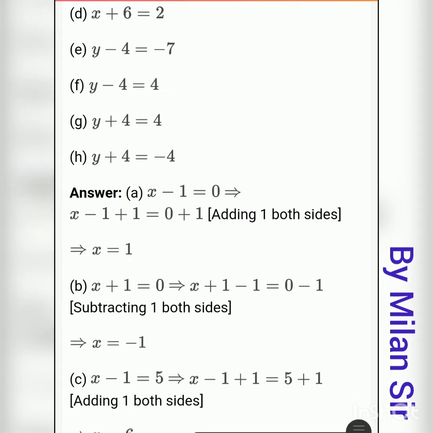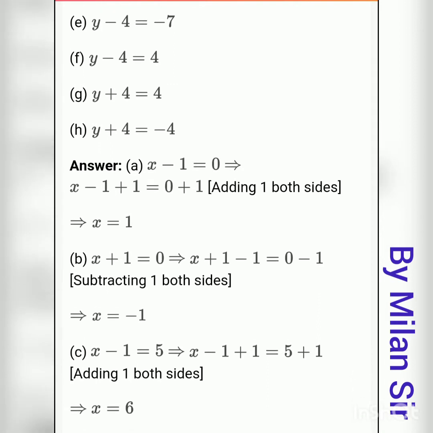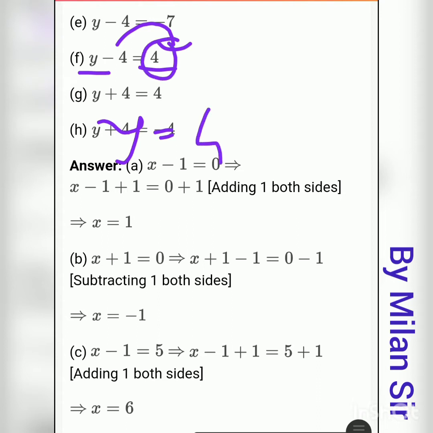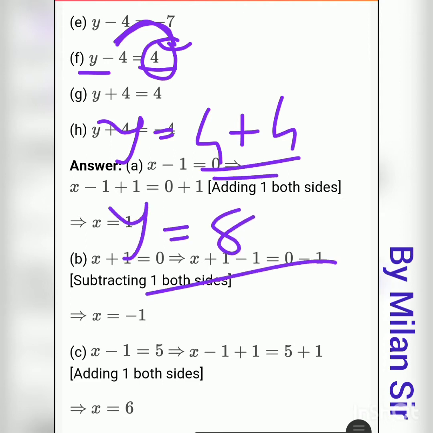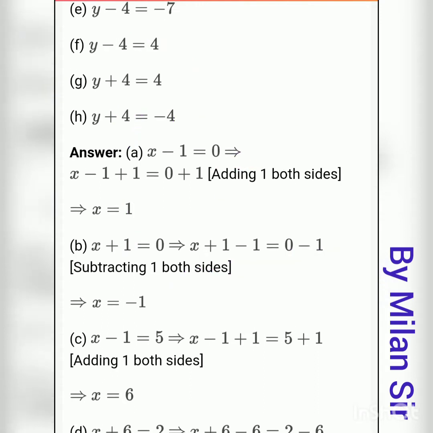Okay, after that, here we have y - 4 is equal to 4. Again here we need to transfer -4 to the right hand side. So y is equal to, here we have 4. And if we transfer this -4 to the right hand side, it becomes +4. So y is equal to 4 plus 4, which is 8. So y is equal to 8. This is the final answer.